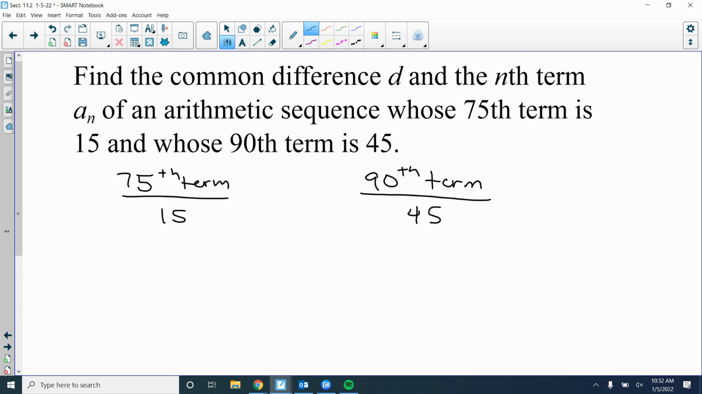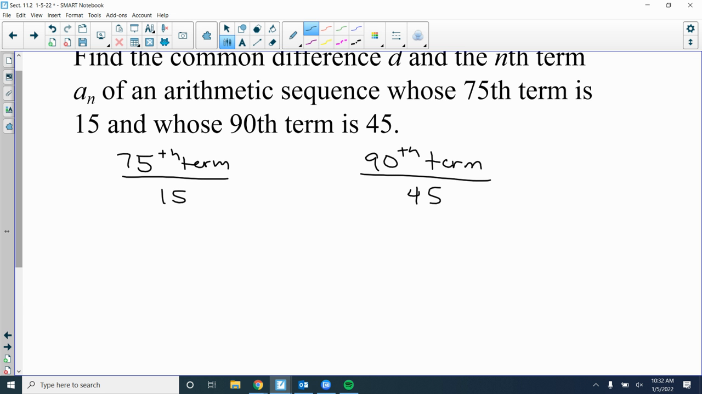All right, so we have to go from the 75th term to the 90th term, and it jumps from 15 to 45, which is how big of an interval there? 30 values. In how many terms? 15. So to go 30 values in 15 terms, it's got to go how many each time? 2.